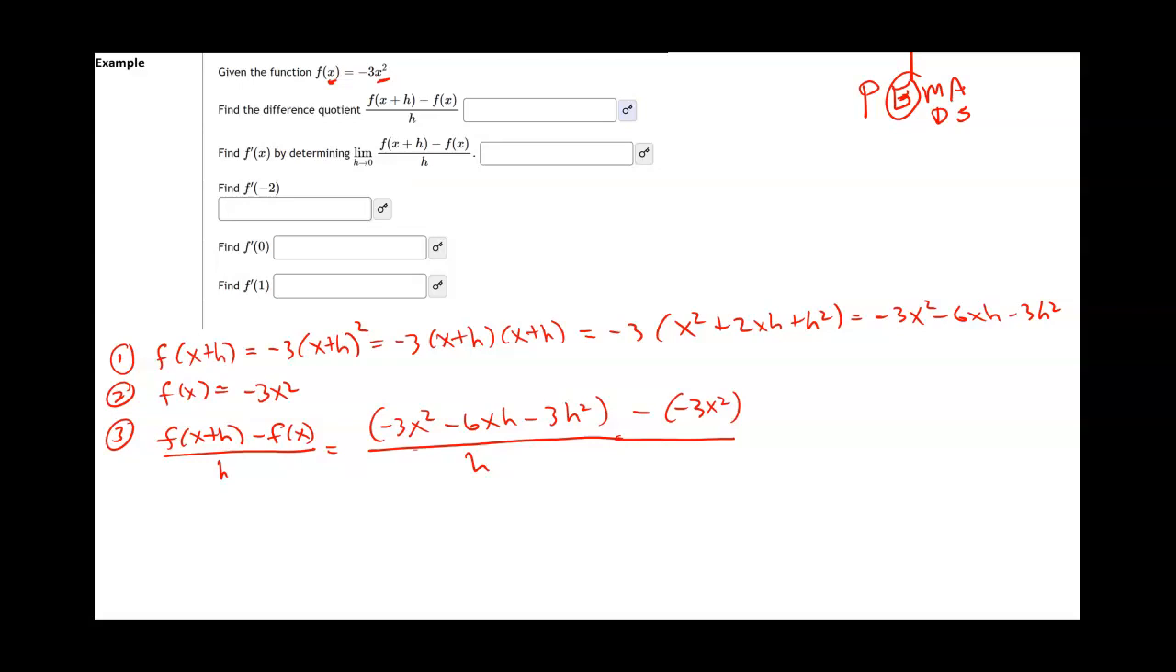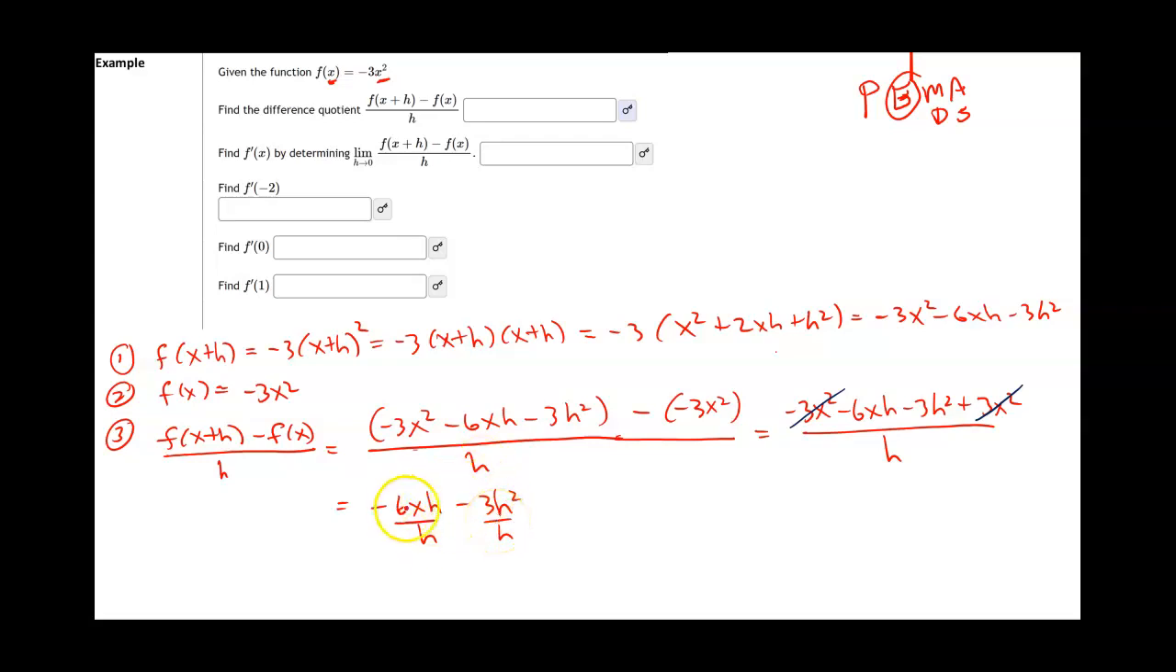Now let's simplify this a little bit. Let's clean it up. The two negatives turn into a positive. So this gives us negative 3x squared minus 6xh minus 3h squared plus 3x squared. So the negative 3x squared and 3x squared add to 0. This gives us negative 6xh minus 3h squared over h. Remember, when you divide two terms by a monomial, which is one term, you can separate those and divide them each individually by h.